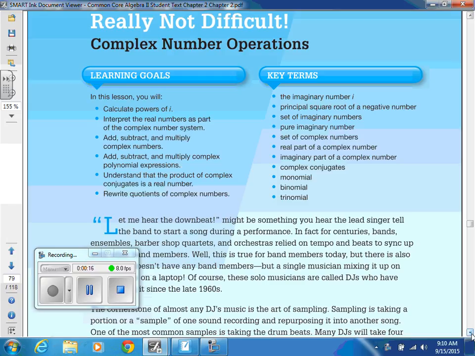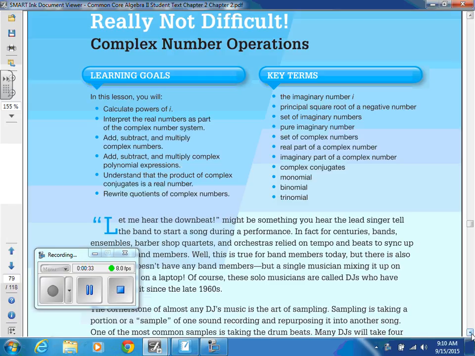Page is that? 166. 166. Okay. 165. Yeah, that actually works. That's 160. That's okay.